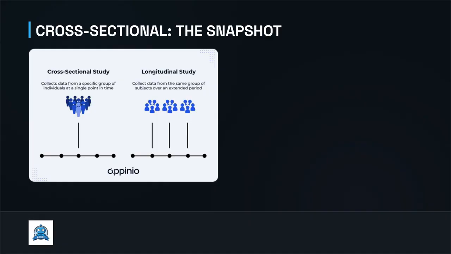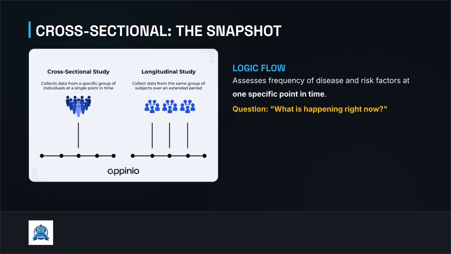Next up is the cross-sectional study. Imagine taking a high-definition photograph of a crowded room. At that exact microsecond, you can see who is wearing a red hat, which is your exposure, and who is currently sneezing, which is your disease. This is the snapshot. You are assessing the frequency of disease and risk factors at one specific point in the present time. You are asking what is happening right now. Because of this, the primary metric you get is disease prevalence.